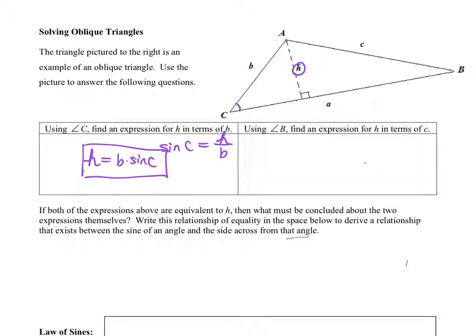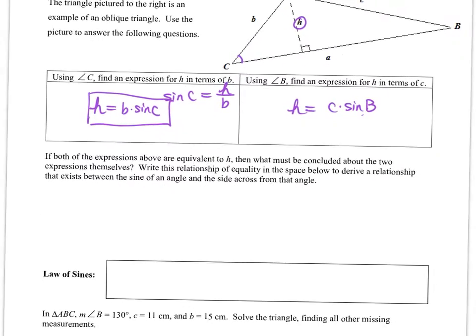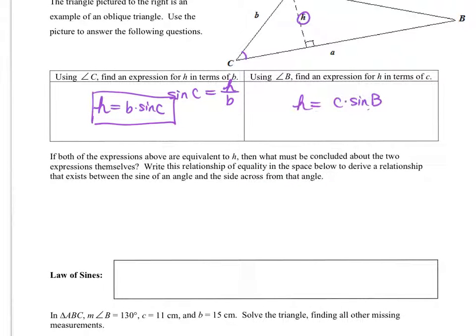And by the same token, when you use angle B, H should be C times sine of angle B. And they should yield the same answer. Now, if both of the expressions above are equivalent to H, then what must be concluded about the two expressions themselves? Write this relationship of equality to derive a relationship between the sine of an angle and the side across from that angle. So we have concluded that H can be expressed using sine of angle C and sine of angle B, respectively.